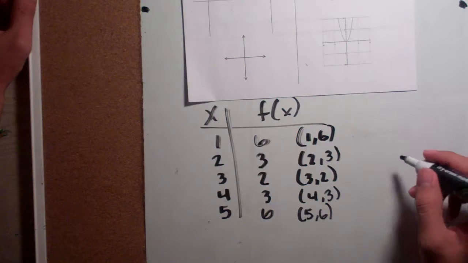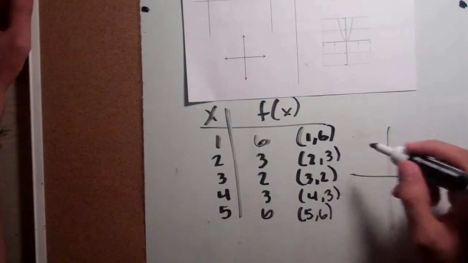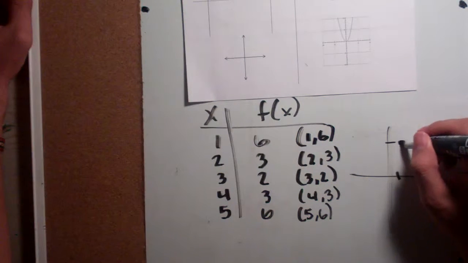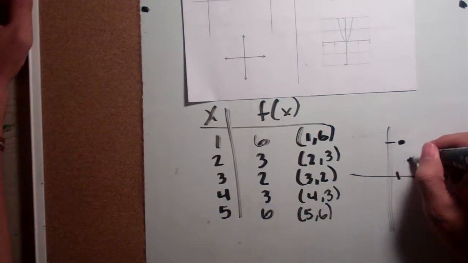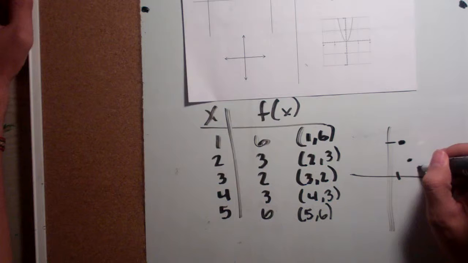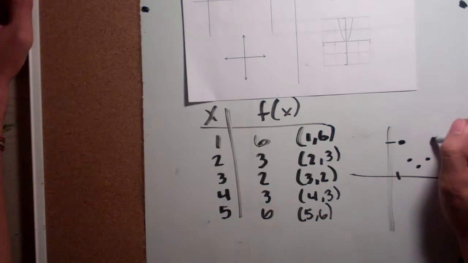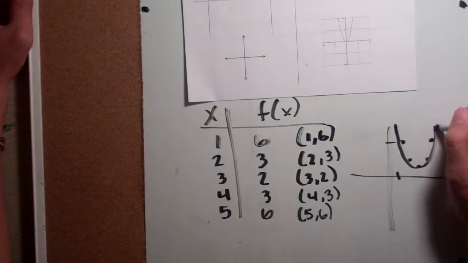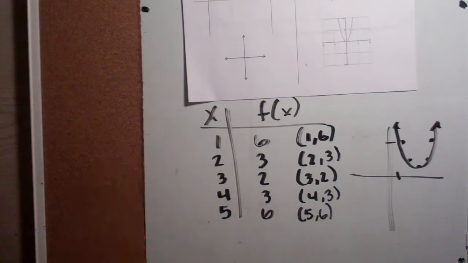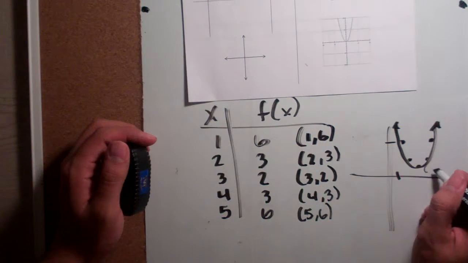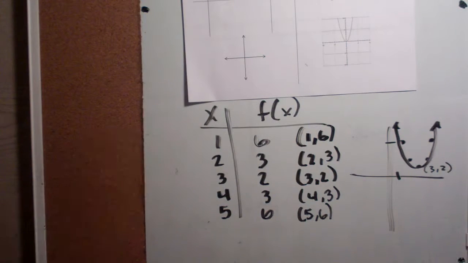But when I have these points, graphing them on an x and y axis, 1, 6 is 1 to the right and 6 up. 2, 3, 2 to the right, 3 up. 3, 2, which is over here. 4, 3, and 5, 6. Okay, so I should get a parabola. It's facing up since my a is positive. And so that's a very brief explanation of number 6, a graph where the vertex is at the coordinates 3, 2.